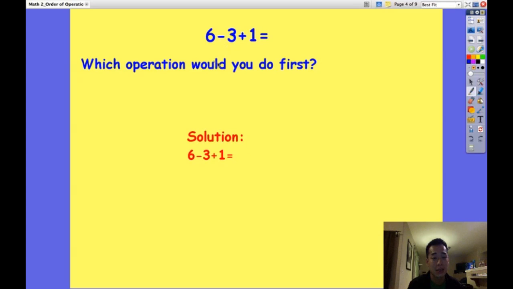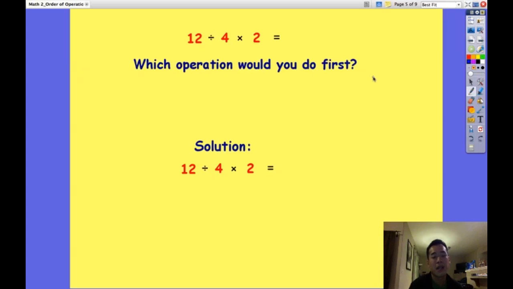So right here, I'm going to subtract, then add. In this case, I can technically put parentheses around this, and that lets me know I need to do that first. So 6 minus 3 is equal to 3. Add 1. So the final solution for this one is positive 4.